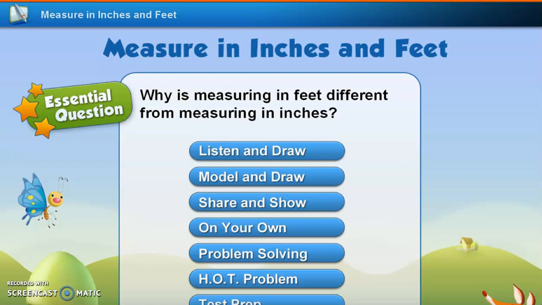So again, we are doing lesson 8.6, which is called Measure in Inches and Feet. And the essential question that we're going to be asking ourselves and answering by the end of this lesson is, why is measuring in feet different from measuring in inches?